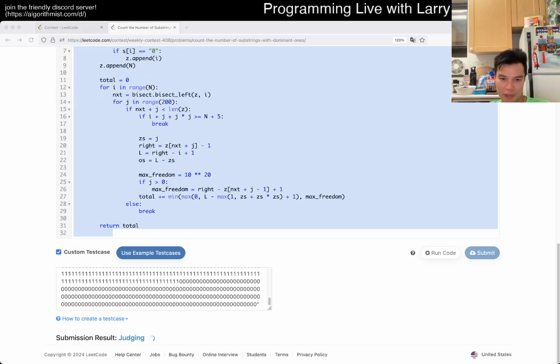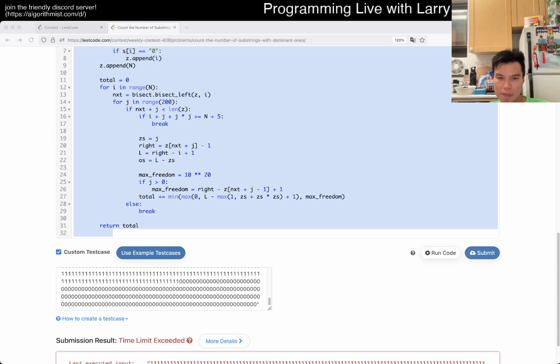Convert to Java please, using all longs. Yeah, if it times out, it's fine. I mean, we're after the contest, right? But that's funky. They don't have binary search in Java. Am I reading this right?